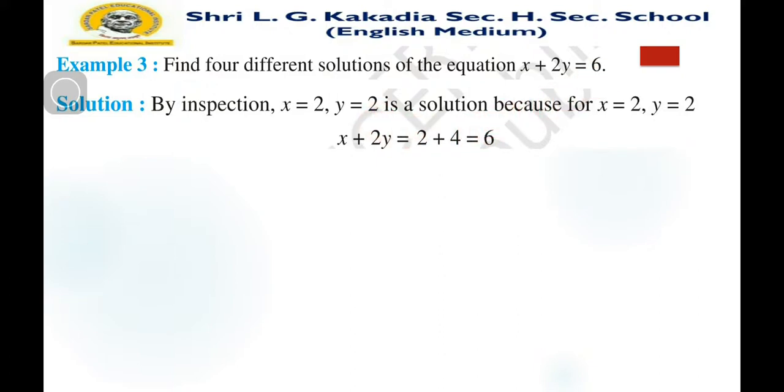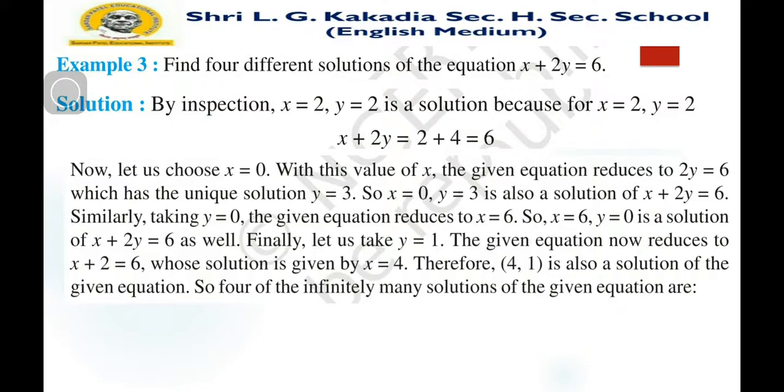By inspection, we can also find some other values. Now let us choose x is equal to 0. For x is equal to 0, the given equation reduces to 2y is equal to 6. Here you can see that if you put x is equal to 0, then what will be 2y? 2y is equal to 6.